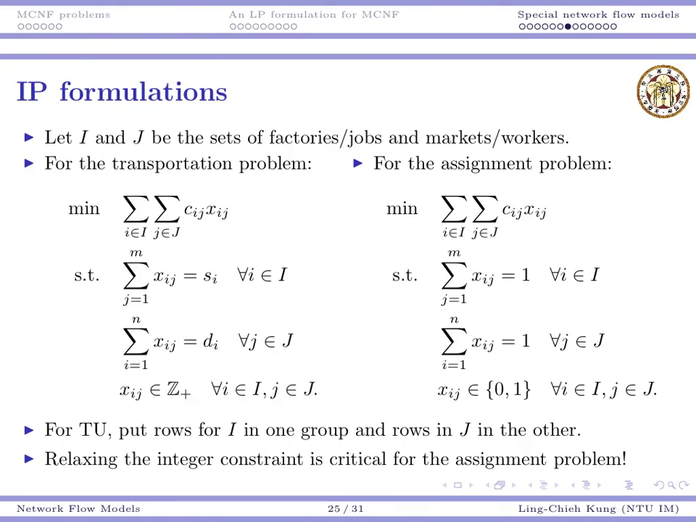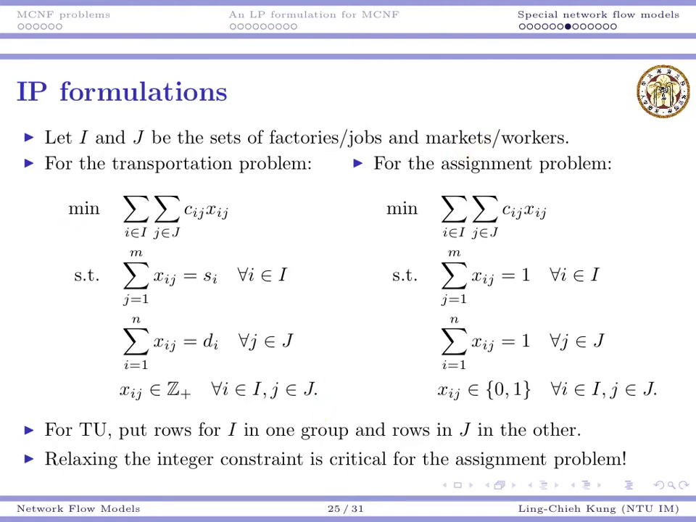So for this problem, we actually can formulate it as an integer program. Let I and J be the set of factories or jobs, or markets and workers, respectively. So for the transportation problem, I are factories, J are markets. Then the problem is here.